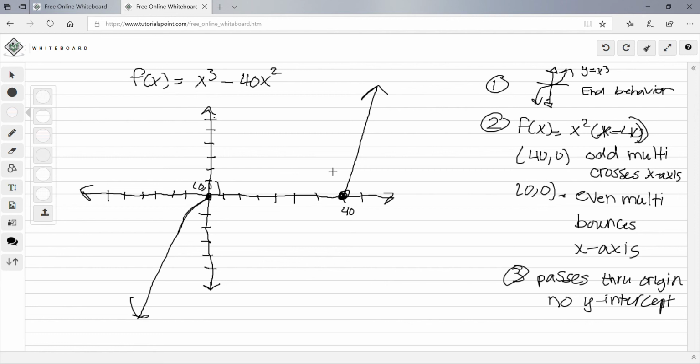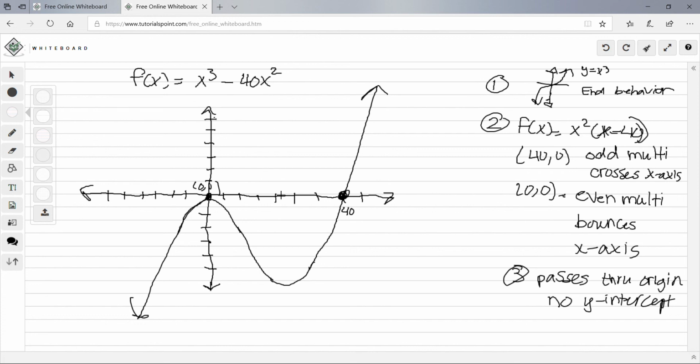Now let's look at our x-intercepts. At (0, 0), it has an even multiplicity, so it bounces like a parabola. And then let's look at 40. We said it's an odd multiplicity, so it crosses the x-axis, and it's just going to go straight through. So this is what this polynomial graph typically looks like.